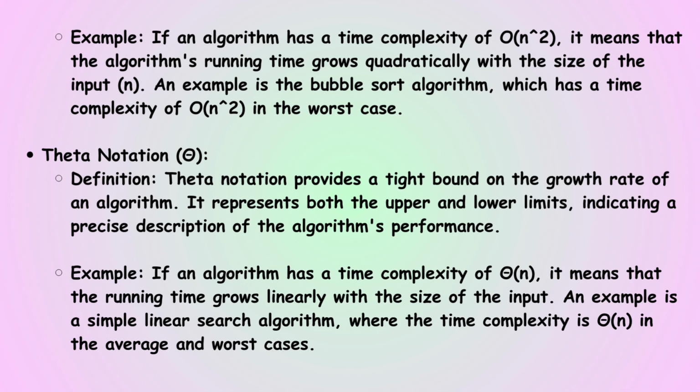Theta notation, theta. Definition: theta notation provides a tight bound on the growth rate of an algorithm. It represents both the upper and lower limits, indicating a precise description of the algorithm's performance. Example: if an algorithm has a time complexity of theta, n, it means that the running time grows linearly with the size of the input. An example is a simple linear search algorithm, where the time complexity is theta, n, in the average and worst cases.